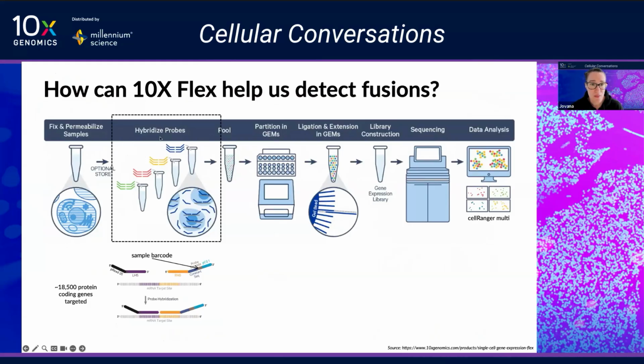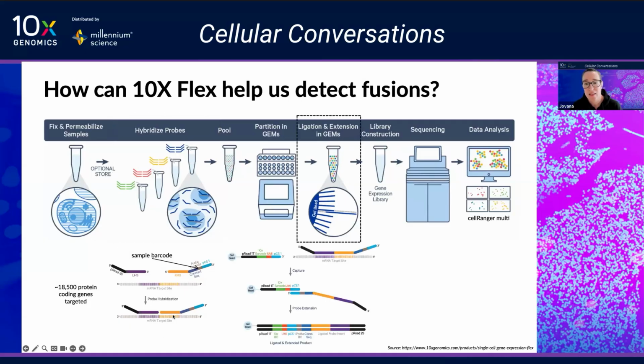So 10x Flex is basically designed around a probe panel for about 18,500 protein coding genes, which bind to target mRNAs in 2 halves. So we've got two 25 base pair probes that bind the mRNA target, and then they're essentially ligated together. If you get successful binding of both, they're ligated together, and then the probe is fished out by this sort of blue sequence that binds to the gem beads. And we're sequencing the probes here, which was a really interesting concept to us.